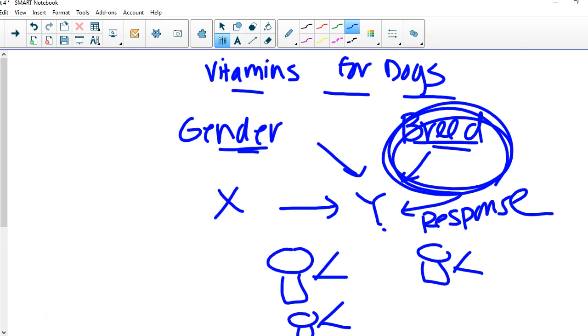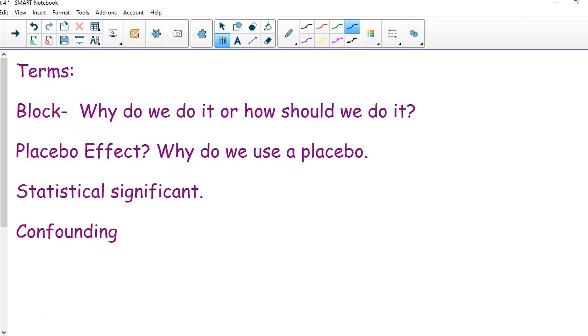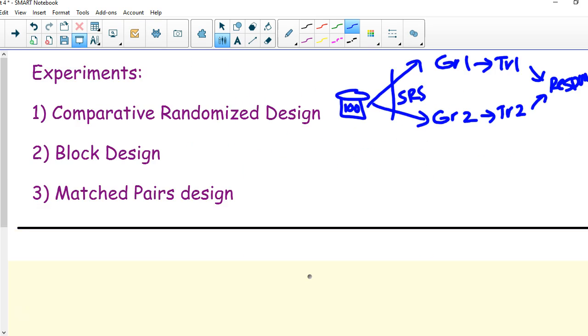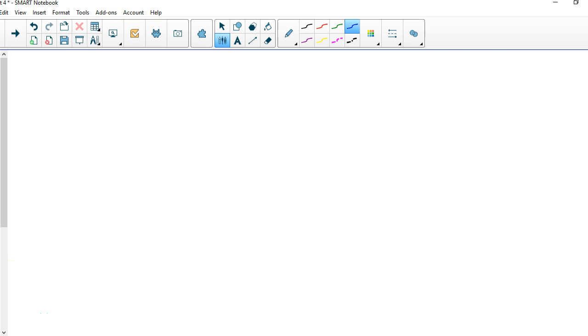All right, moving on. So we talked about block, we talked about why we should do it. I'm going to make sure I got everything else on that page. Oh, the matched pairs design is where subjects get both treatments. That's my boot example I talked about in class. Okay, let's move on here.